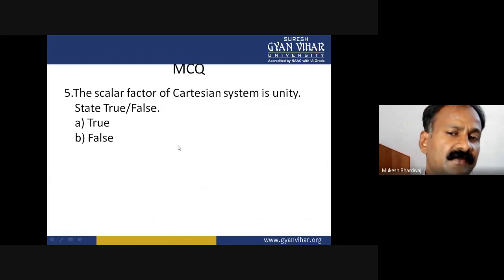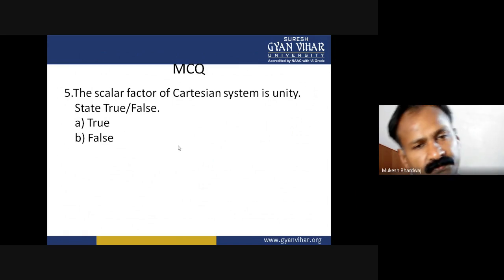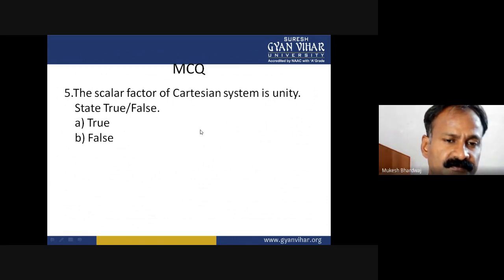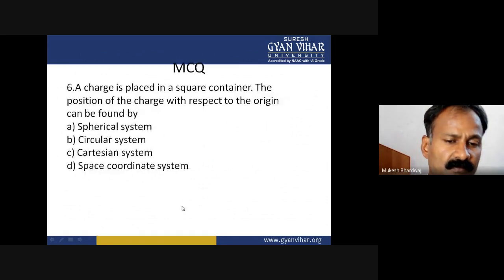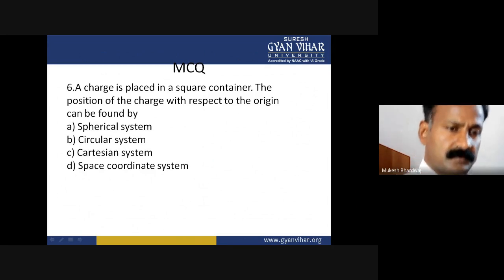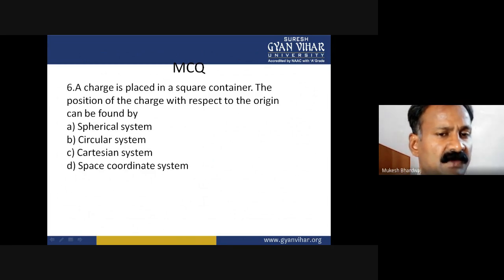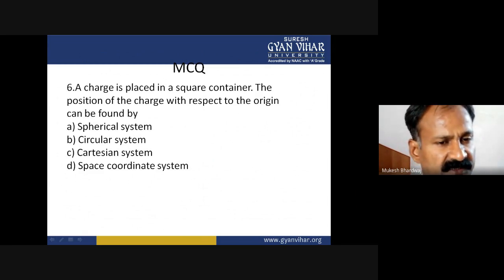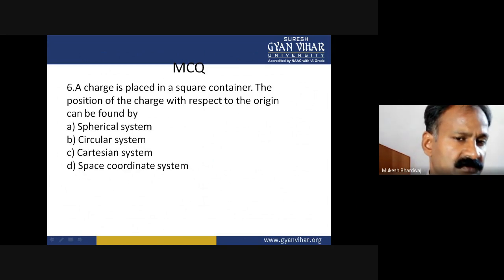The scalar factor of the Cartesian system is unity. State true or false. So choose the appropriate answer. A charge is placed in a square container. The position of the charge with respect to the origin can be found by: spherical system, circular system, Cartesian system, space coordinate system. So the right answer is space coordinate system.